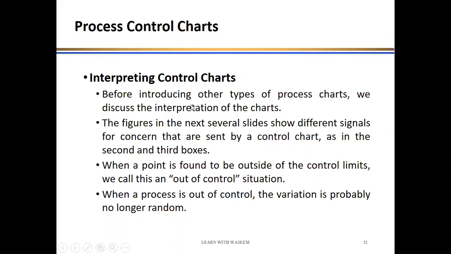Now, how do we interpret the control charts? Please listen to these points attentively. Before introducing other types of process charts, we discuss the interpretation of charts. The figures in the next several slides will show different signals for concerns that are sent by a control chart. When a point is found to be outside the control limit, we call it an out of control situation. I will explain these points in the coming slides. When a process is out of control, the variation is probably no longer random.